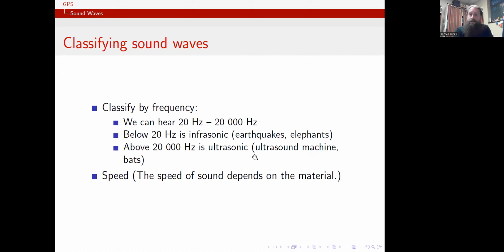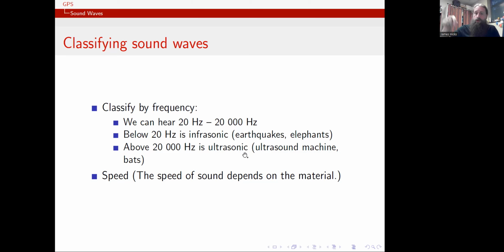The way that we're going to classify sound waves is by what frequencies most humans can hear. So between 20 hertz and 20,000 hertz is what we call audible. For most people, 20 hertz is very, very hard to hear. It's got to be really, really loud. 20,000 hertz on the high frequency side also has to be really, really loud for us to hear, if you can hear it at all. I don't think I can hear 20,000 hertz.